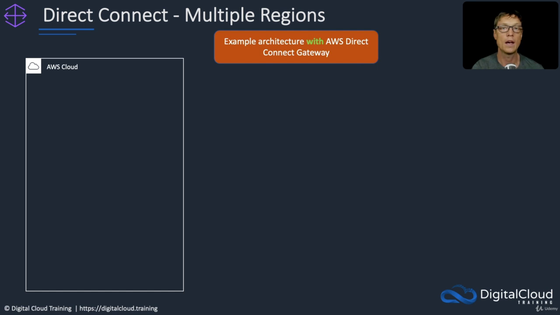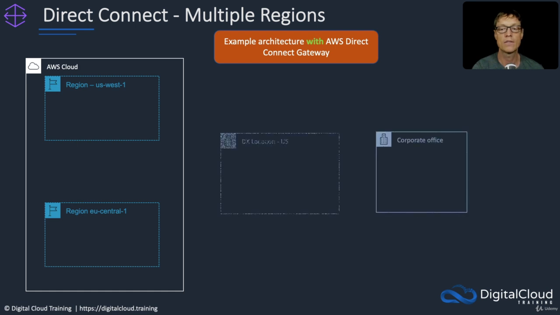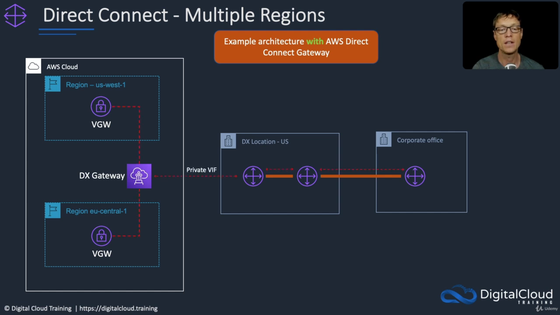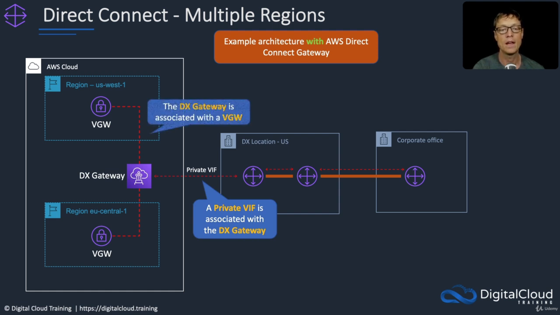So now let's look at an architecture where we use Direct Connect Gateway. So in this case, we have the same two regions, we have a single corporate office and a single DX location. And so we now only have that connection into our office from one location, and we have a DX gateway. And then the DX gateway is actually connecting to multiple regions. A private VIF is associated with the DX gateway, and then the DX gateway is associated with a virtual gateway in each of the regions.